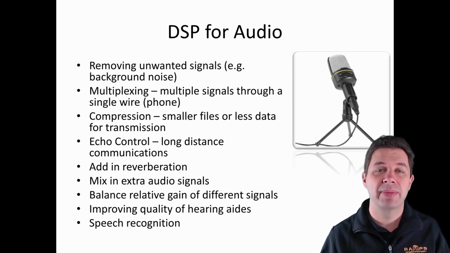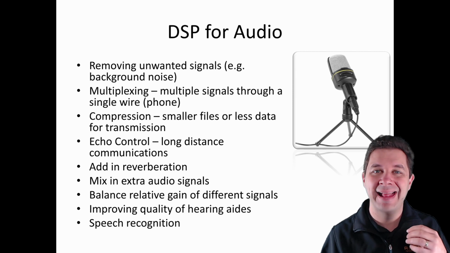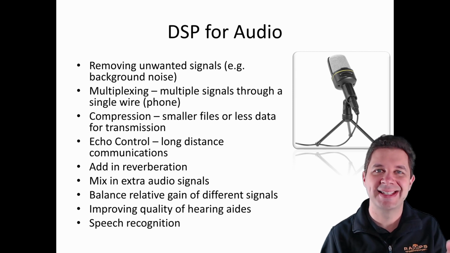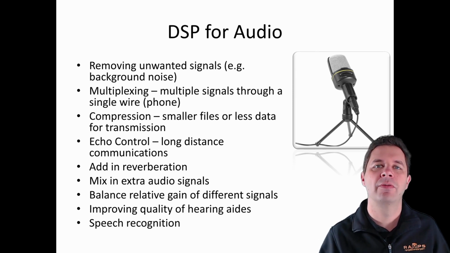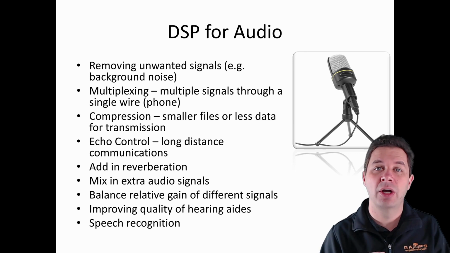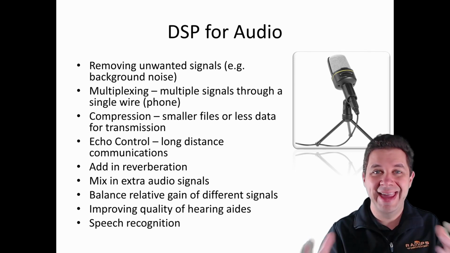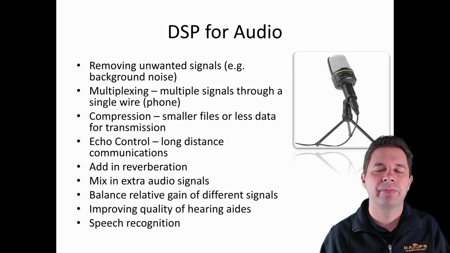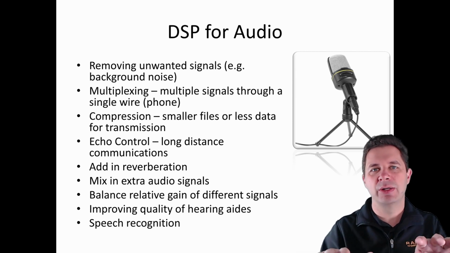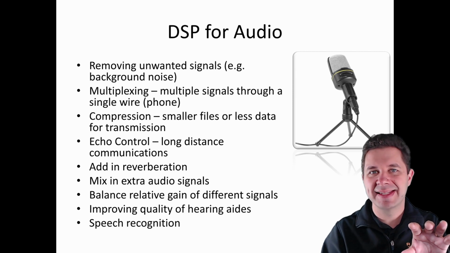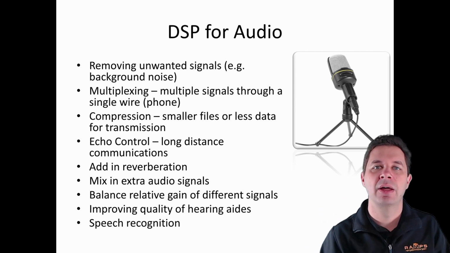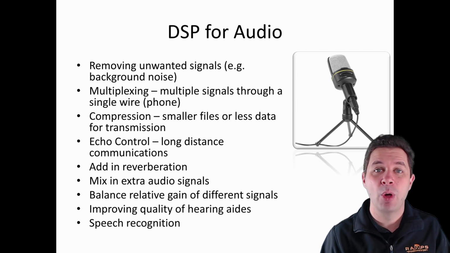If we're trying to improve how something sounds, we might add in extra reverberation while people are singing to make their voice sound more full. Or we might mix in different audio tracks with other audio tracks to make what we're hearing sound even better. We might have multiple instruments or multiple sound sources that we're trying to balance with each other. Or we might be trying to clear up audio signals.